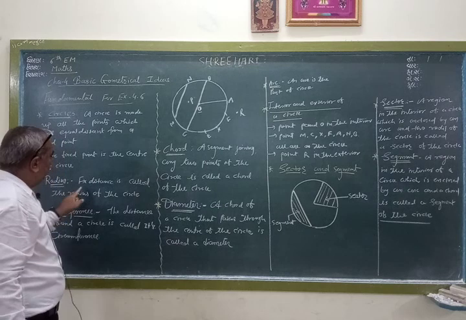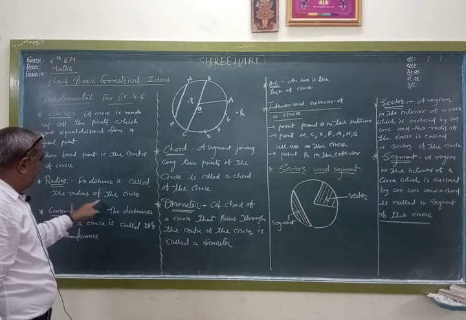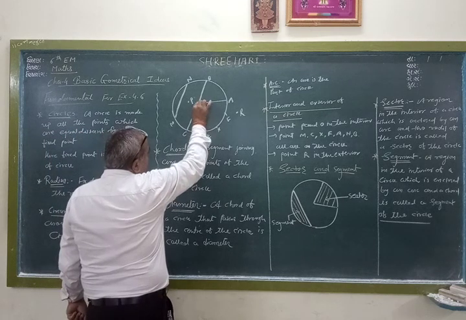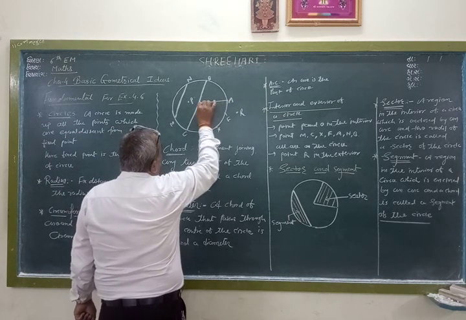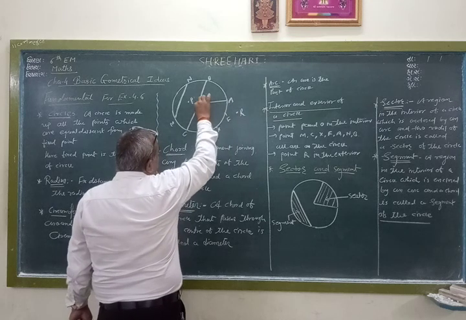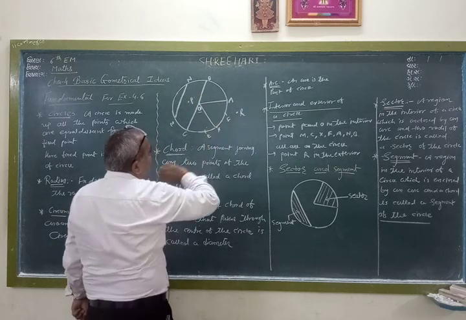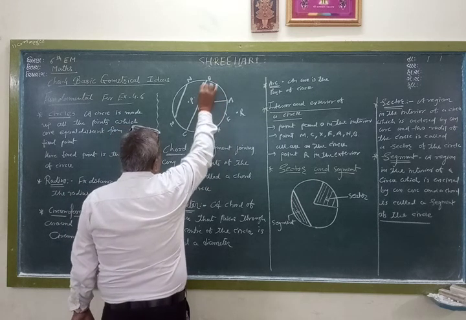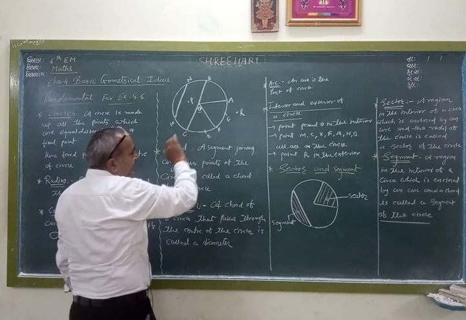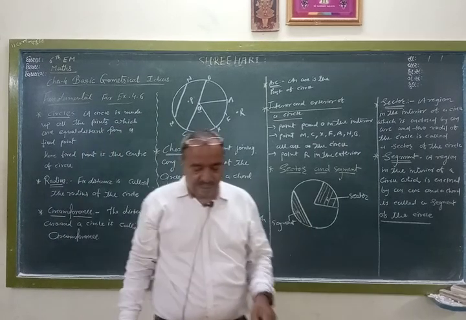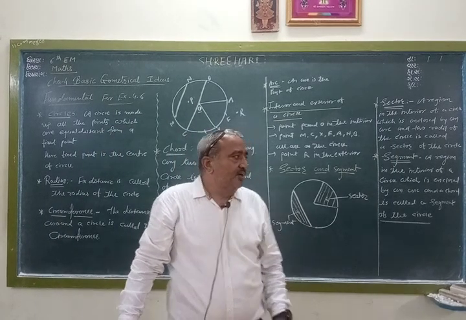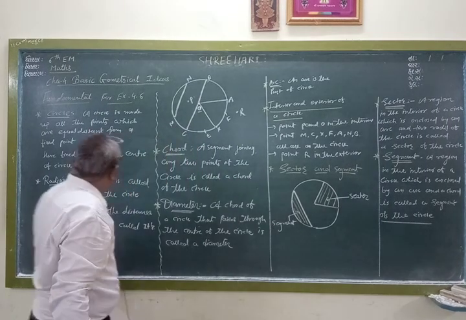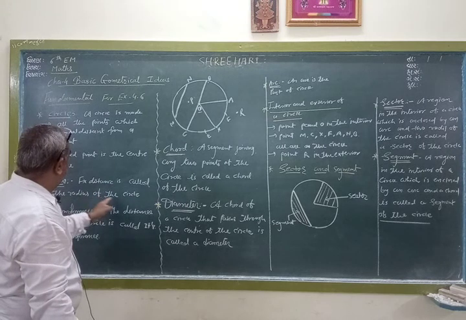Other definition: the fixed distance is called the radius of the circle. But which fixed distance? The fixed distance between the center and point A, or point X. OX is also a radius, OA is also a radius, OB is also a radius, OC is also a radius. All the radii of a circle are at equal distance. So, the fixed distance is called the radius of the circle.